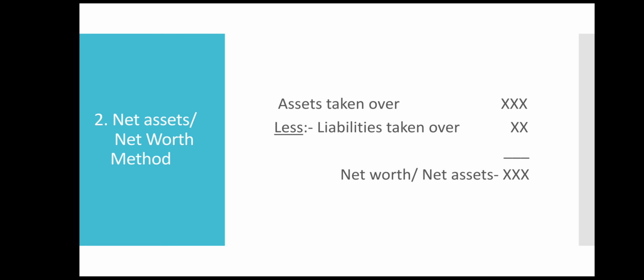So once again, just look at the formula. It is assets taken over, so we are going to take all the assets except fictitious assets, and when it comes to liabilities, we are going to only take outside liabilities. So when we take all the assets and minus outside liabilities, we will get net assets or net worth of the company, using which we will calculate purchase consideration. Okay, so please remember this formula, so that we can solve problems in the next class.